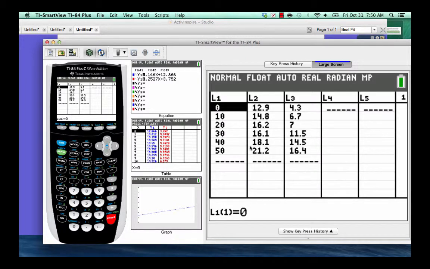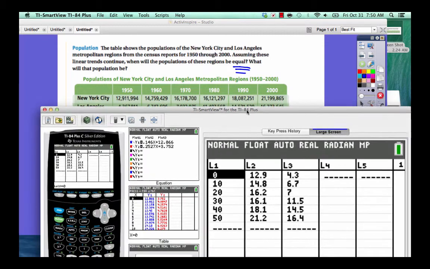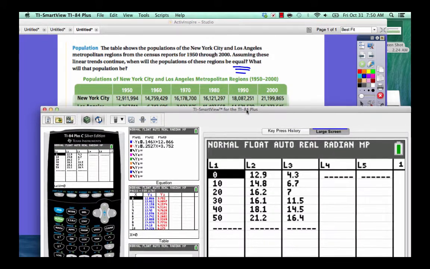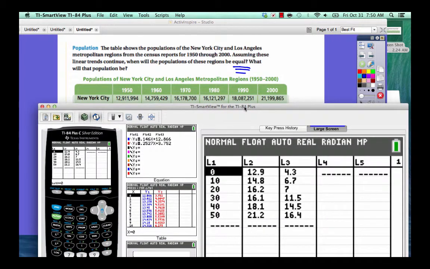And here are the populations. We shortened these up, divided them out, and rounded to the nearest tenth because we want to make this smaller, so it's easier to work with on the graphing calculator. So New York's population is 12.9, 14.8, and that's going to be in millions. We just shortened that up, 16.1 million. Look at these populations, and there are the LA populations.